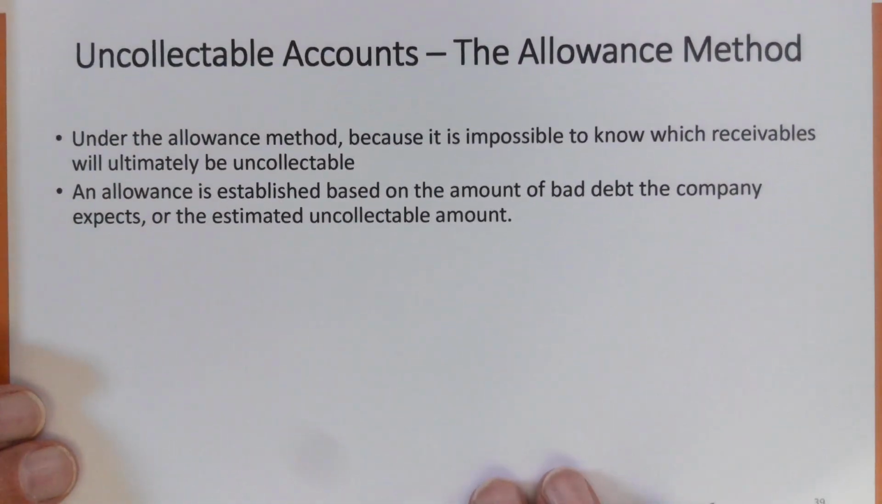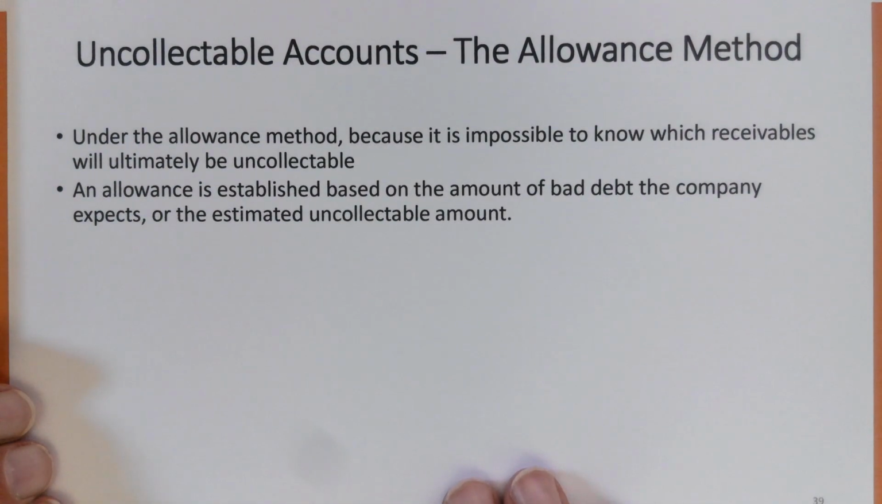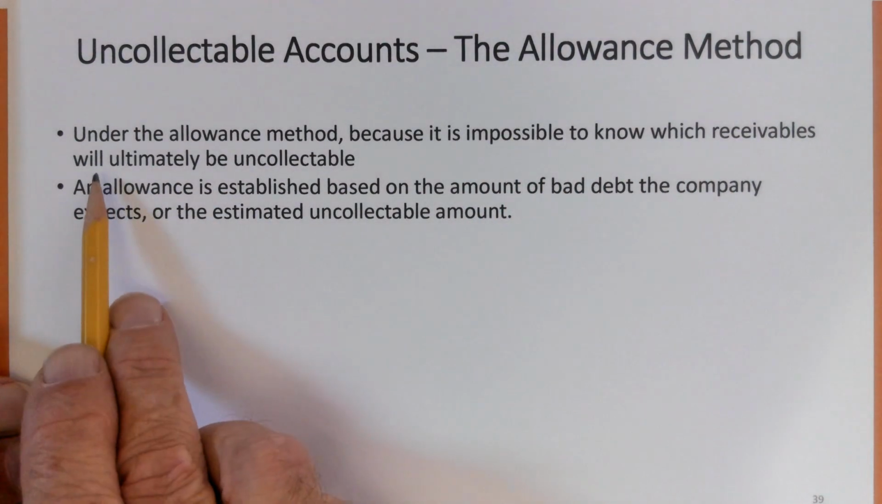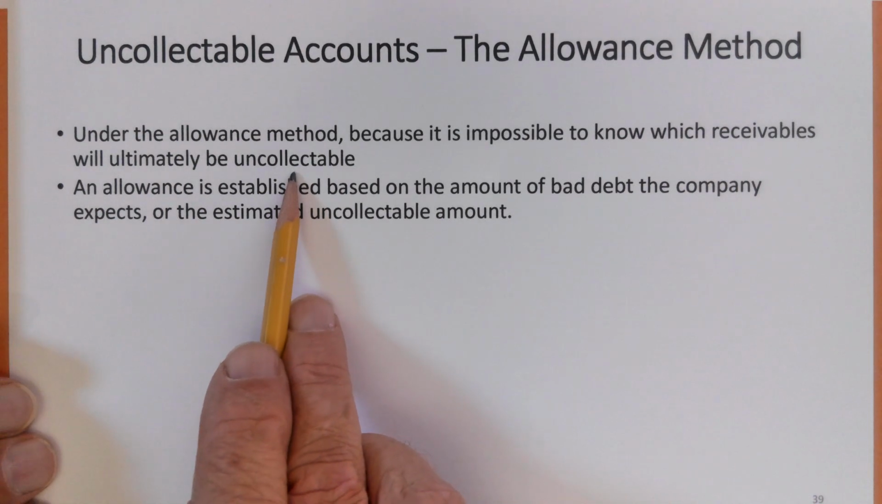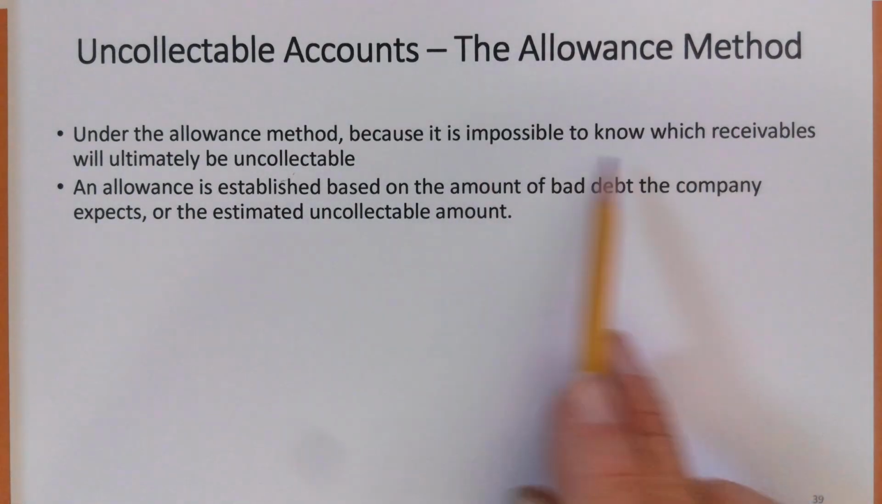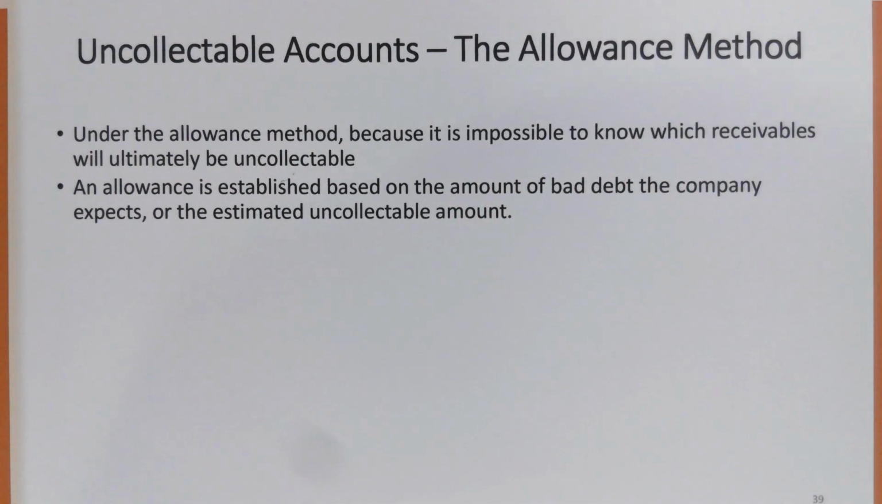The allowance method. Well, under the allowance method, because it is impossible to know which receivables will be uncollectible, like that $4,000 sale, we did not know it was going to be uncollectible when we made the sale. Otherwise, we wouldn't have charged that on a charge account. We just wouldn't have made the sale. So we didn't know it was going to be uncollectible when we made the sale, but it turns out it was. So we had no way of knowing.